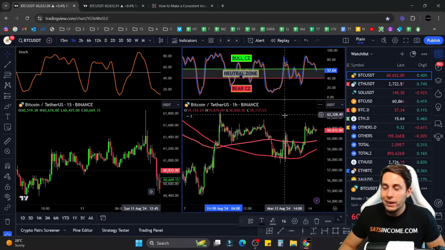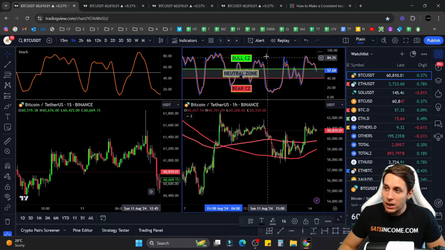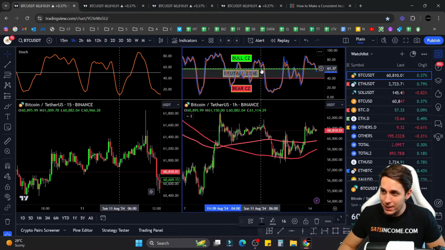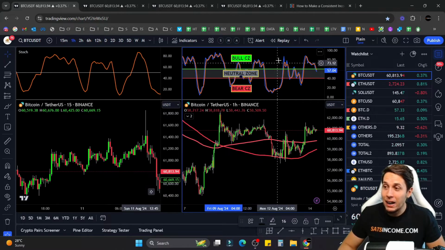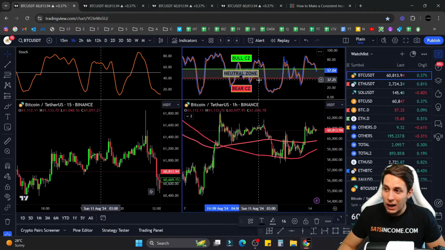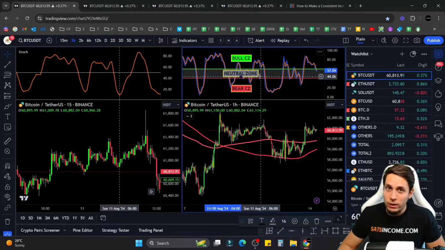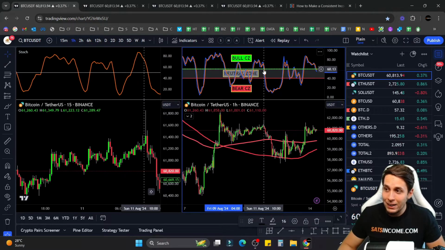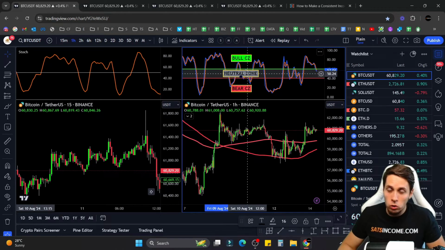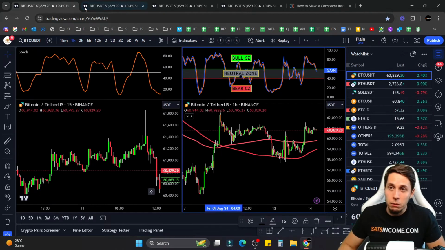Okay, so what the heck does that mean? What this means is that when the stochastic is above the 60 level in the bull control zone, the bulls, the buyers, are in control of the market. When the stochastic is below 40 in the bear control zone, the bears, the sellers, are in control of the market. And when the stochastic is between the 40 and the 60 level in the neutral zone, nobody's really in control of the market. Let me show you.